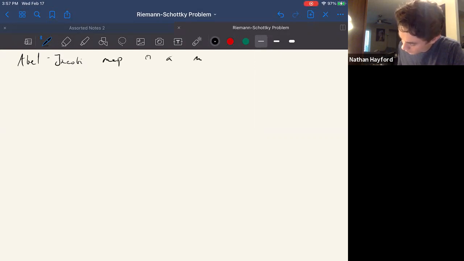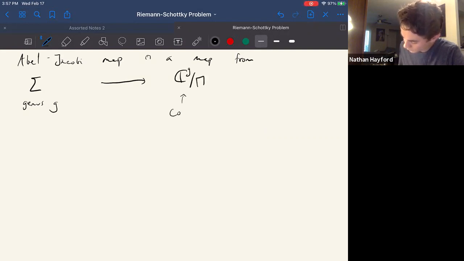Well, the Abel-Jacobi map is a map from a Riemann surface sigma of genus g into a complex torus. So I'll write it like this: C^g modulo some lattice, C^g modulo some lattice.